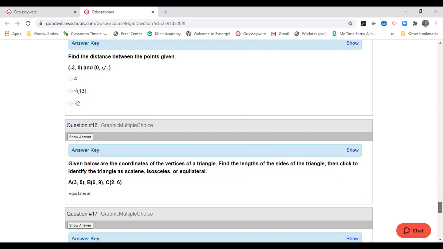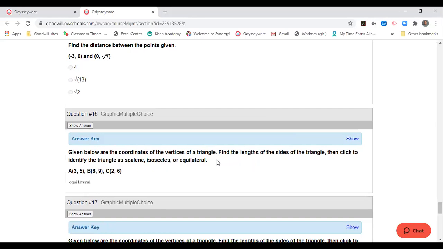When you get down here towards the end, question number 16, for instance, says, given below are the coordinates of the vertices of a triangle. Remember, the vertices are those corners. It's where the angles come together. Find the lengths of the sides of the triangle, then click to identify the triangle as scalene, isosceles, or equilateral. Now, this is a more complicated problem. And you're going to have to remember those definitions. Scalene, anybody remember what that one is?